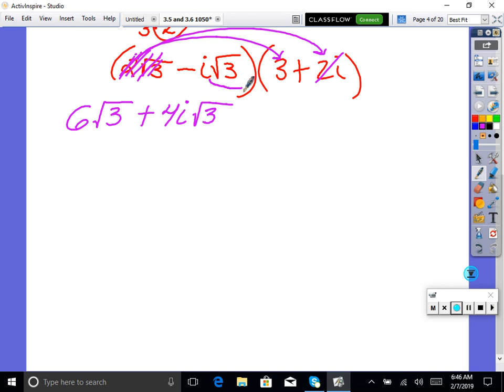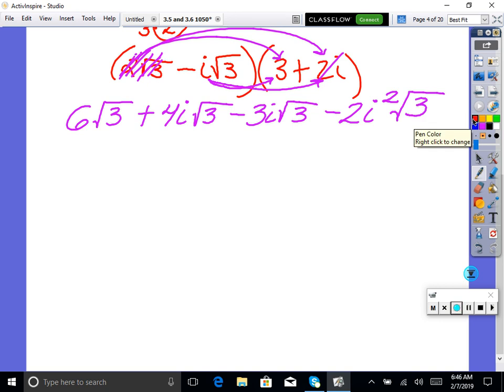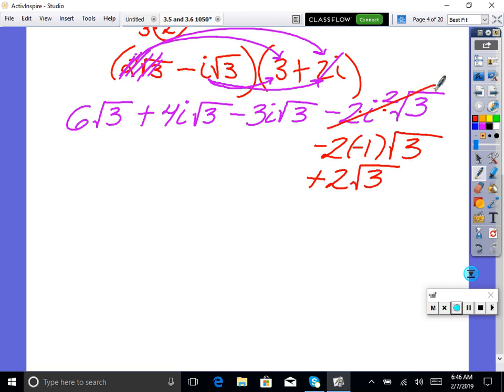So negative i root 3's times 3 would be negative 3i root 3's. Negative i root 3's times positive 2i is negative 2i squared root 3's. Okay, let's go through and simplify any i squared. So notice right here is an i squared. This is the same thing as negative 2 times negative 1 times root 3. These are all times signs, so don't change them to magic addition signs. So then do you see how a negative times a negative is a positive? So plus 2 root 3's is the exact same thing as that.